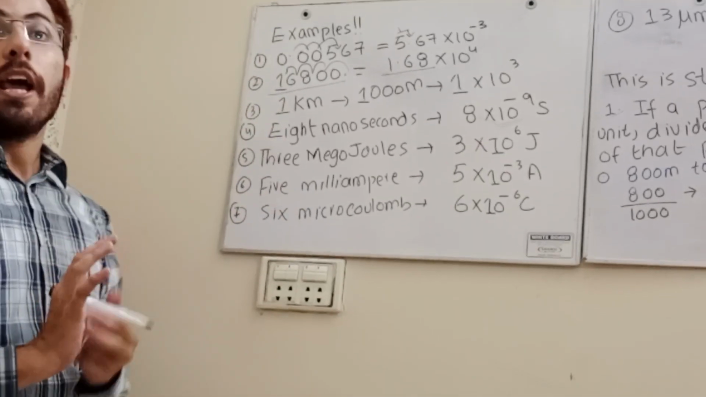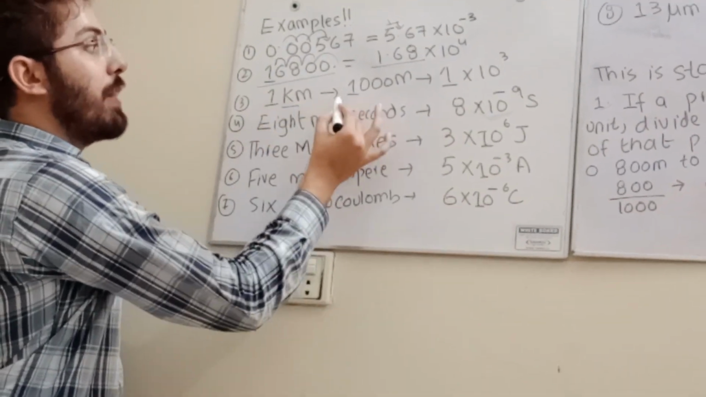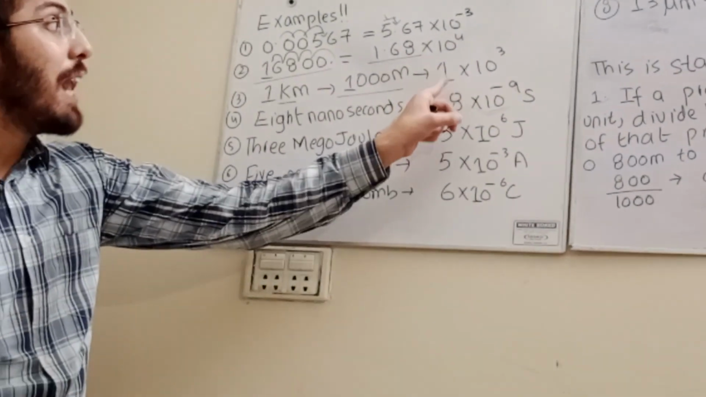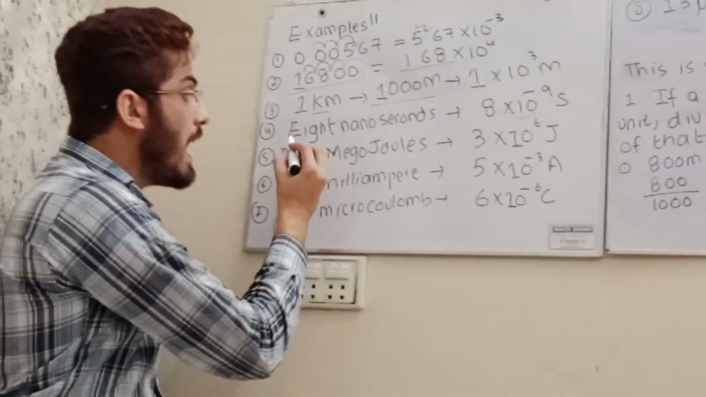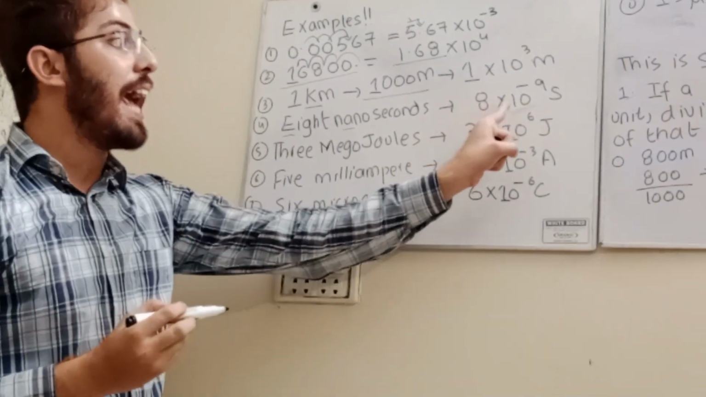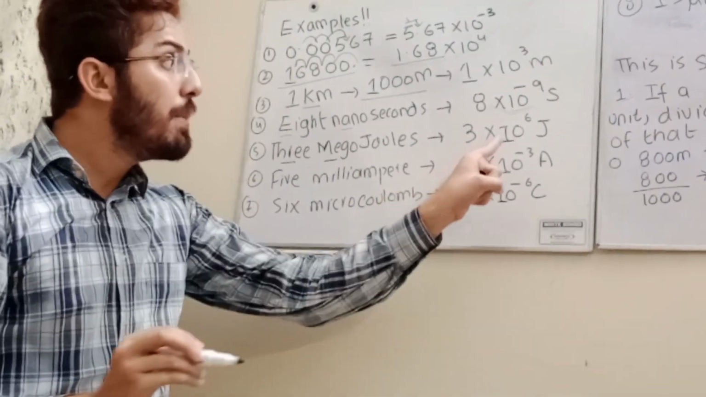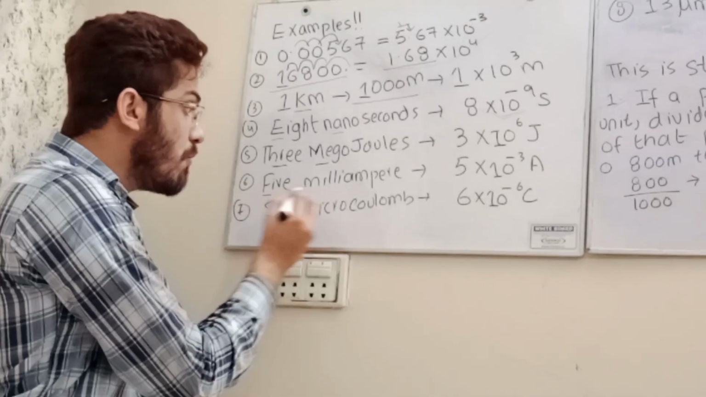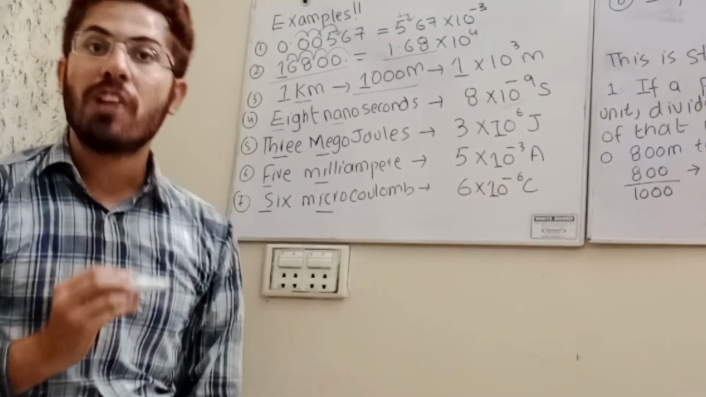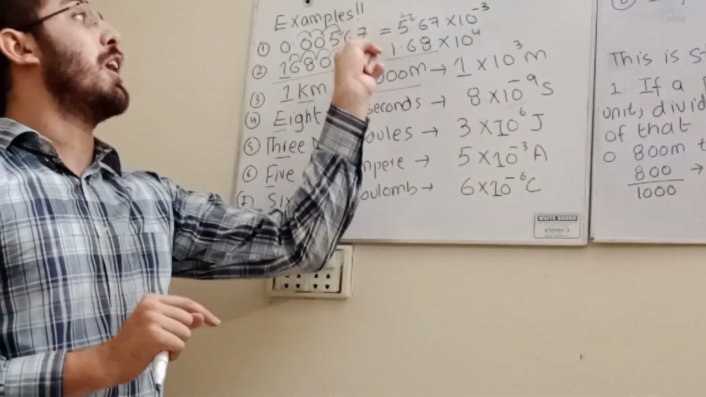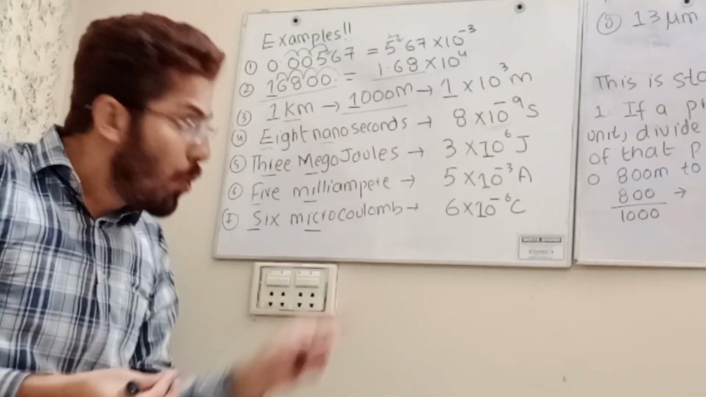Now students, if you are given a prefix, you are going to open it. 1 kilometer means 1000 meter, 1 exponent 3 meter. You are just opening the prefix. 8 nanosecond means 8 exponential minus 9. Nano means minus 9. 3 megajoule: mega means 10 to the power 6. 5 milli is 10 to the power minus 3. 6 micro is 6 exponential minus 6. It means either you need to convert into standard form or you just need to open the prefix. You must know all these.